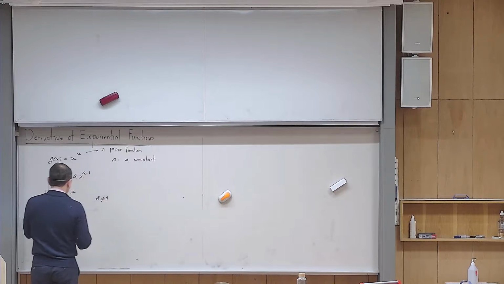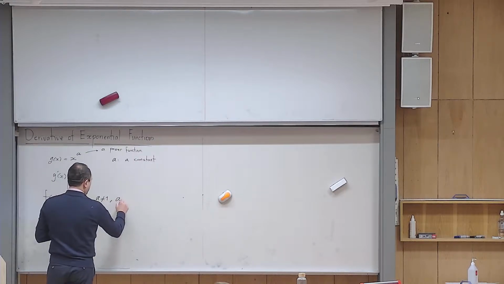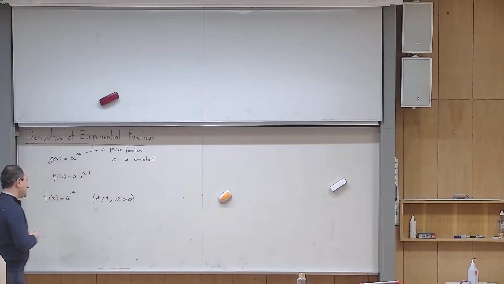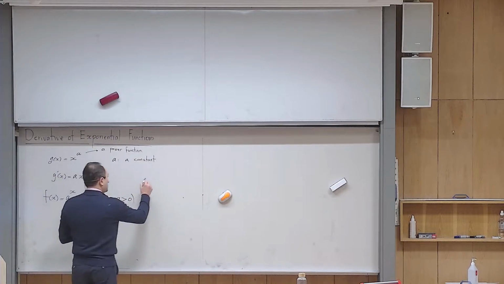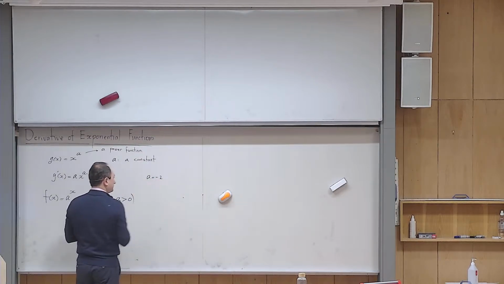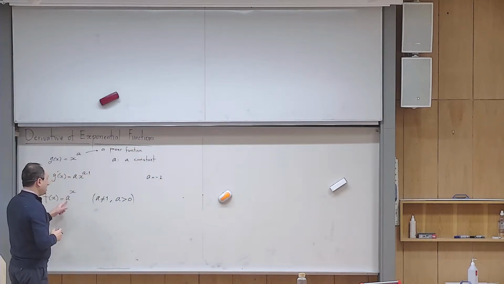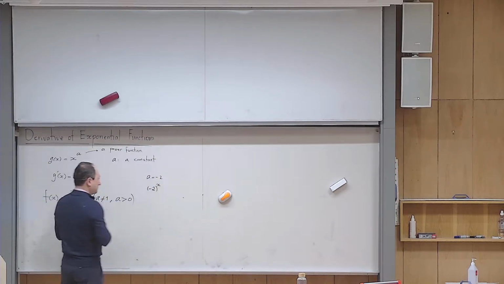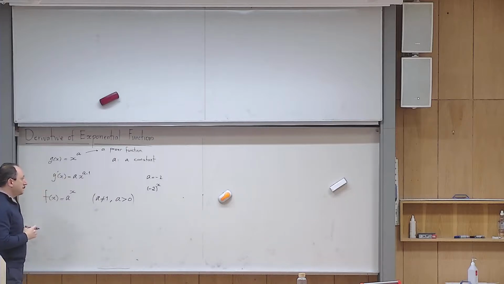On the other hand, we exclude negative numbers. The reason that we exclude negative numbers is that if I let negative numbers in, then I will have problems with the domain of my function. For example, if I choose a to be minus 2, and then if I write minus 2 to power x, the point is that the domain of this function is not a continuous interval of R.